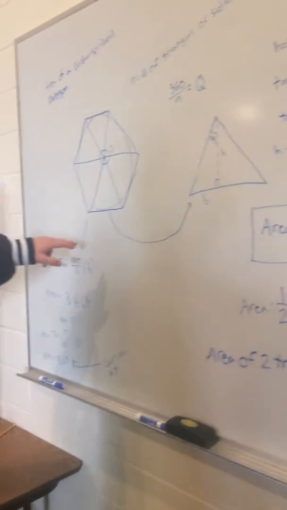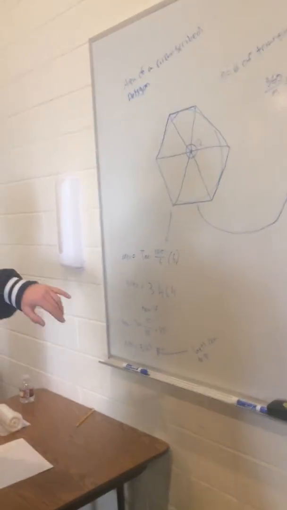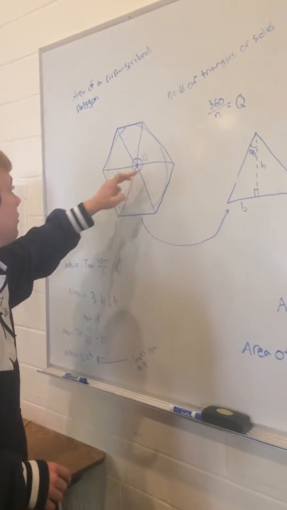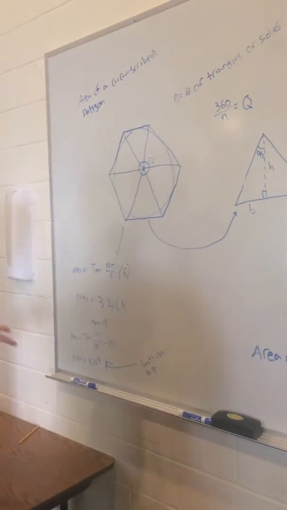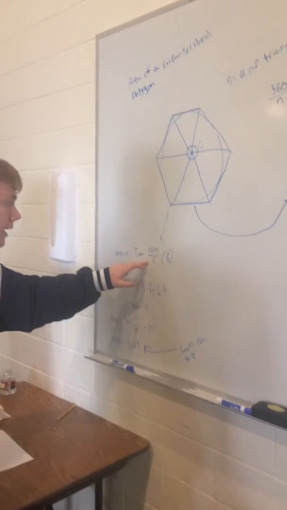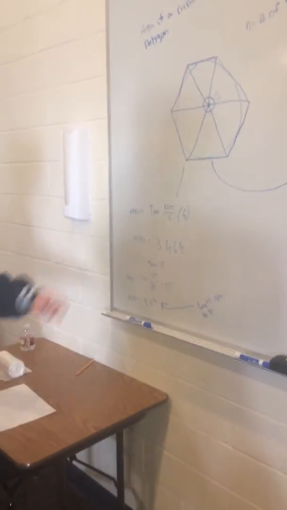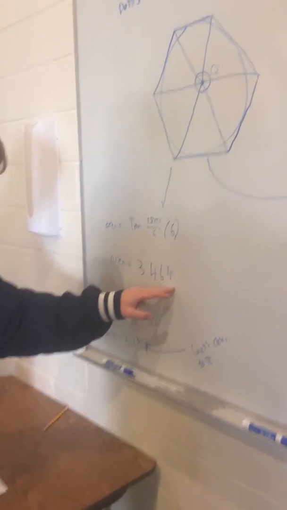Now, for this figure, you know that there are 6 sides and there are 6 triangles, 1, 2, 3, 4, 5, 6. So you have area equals tan(180/6) times 6. That area gets you to 3.464.